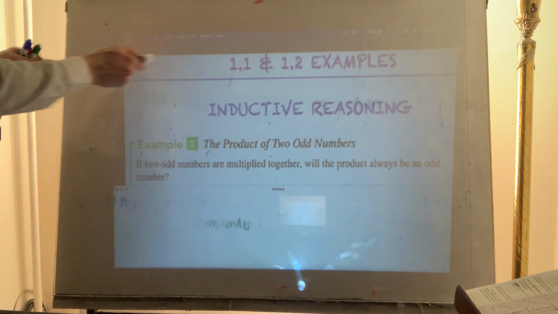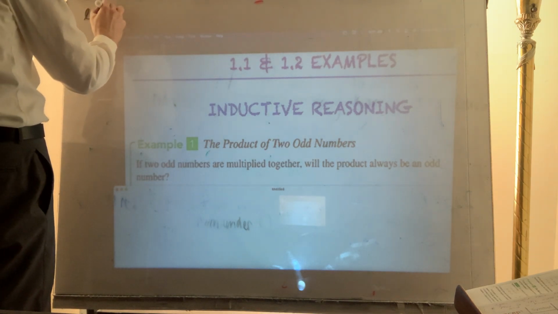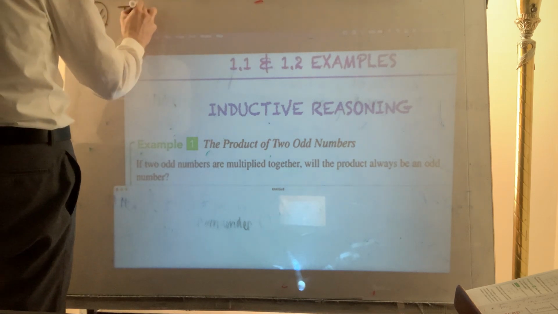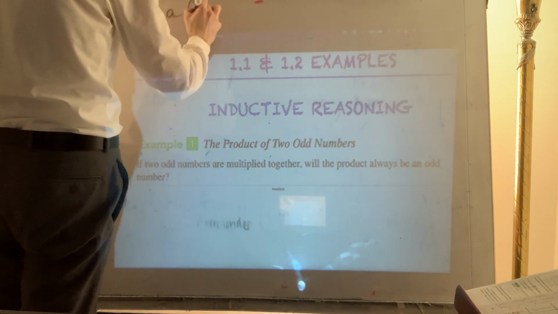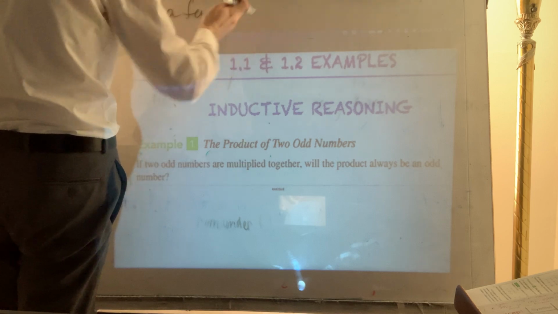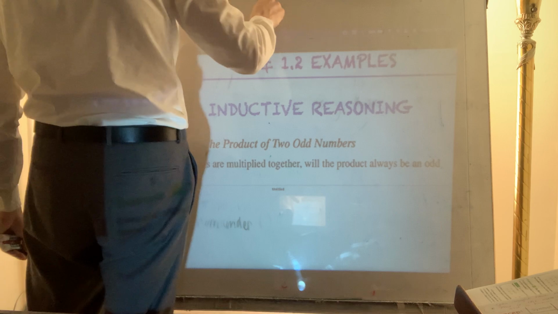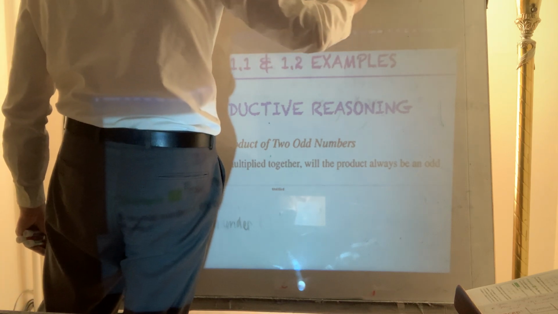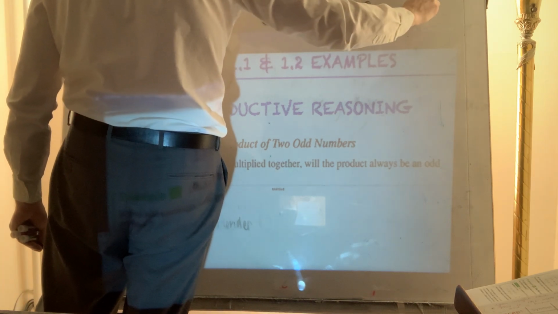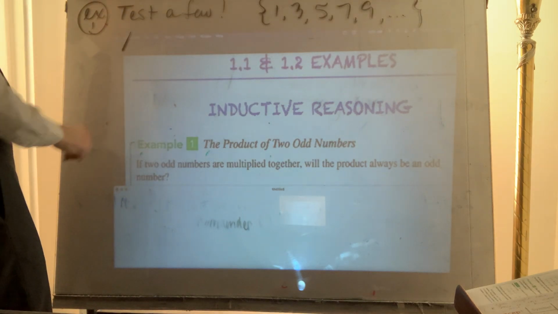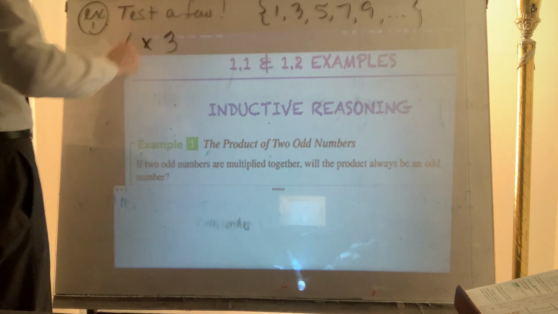So you might try a few. This is example 1 here. Test a few is the name of the game. Alright, so if the odd numbers we know of are 1, 3, 5, 7, 9, we just got through it, right? We'll try a couple of these in sequence as a product.